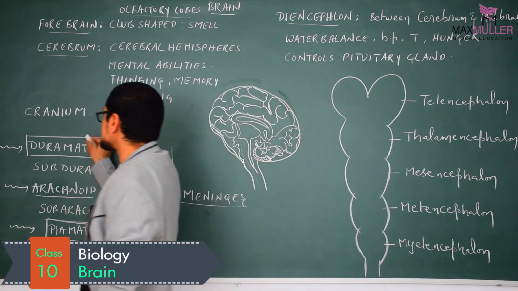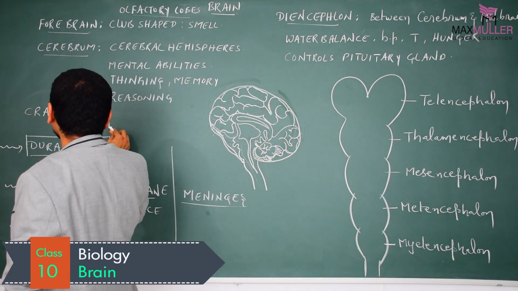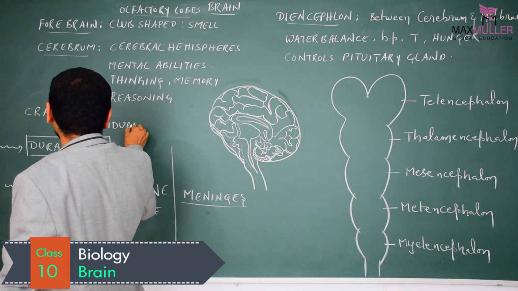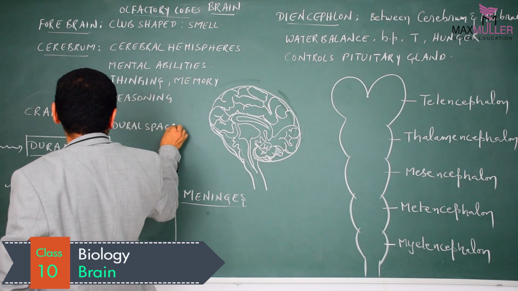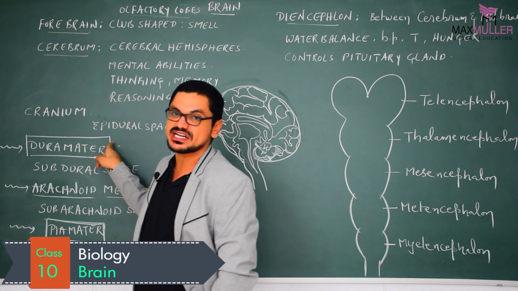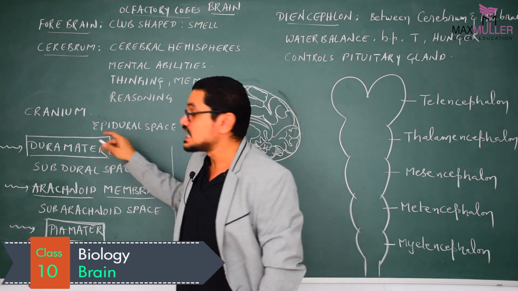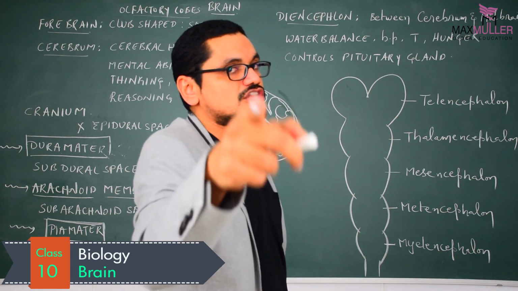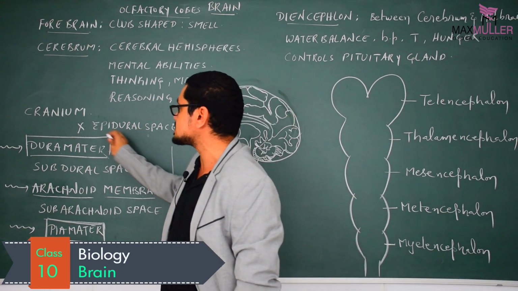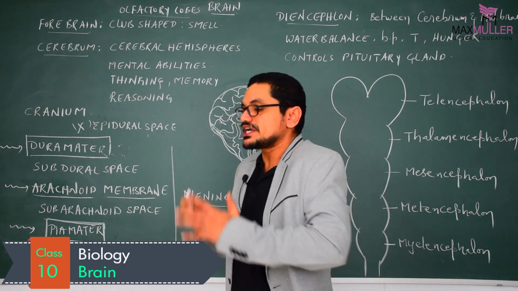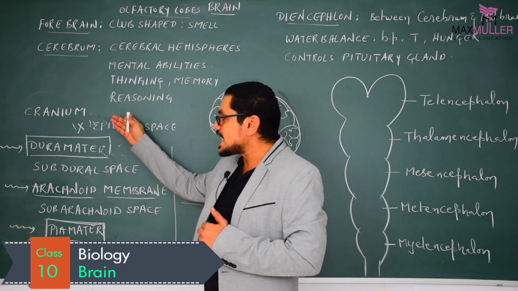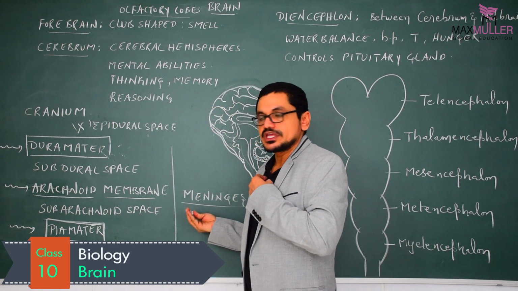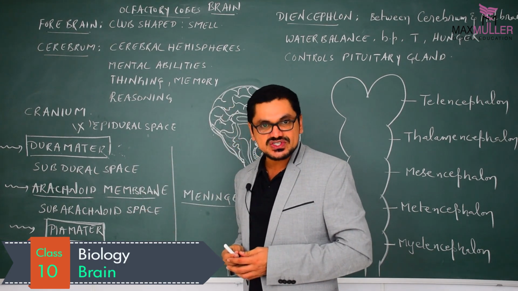And there is a space here, what is this called? Epidural space. The space present above the Dura Mater is the epidural space. But this epidural space is absent in the brain, and present in the spinal cord. So these are the meninges which surround the brain. These are called cranial meninges.